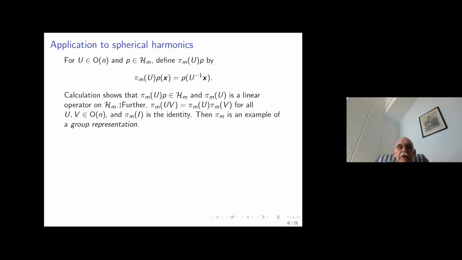Now, it's also possible to check just using the definitions that if I take pi m of uv, that's the same as taking pi of u times pi of v. That's just a question of you write down a polynomial, you write down an x, and then you apply the definition. And it turns out that this is true. And the reason that we have the u-1 here is to make sure that this is true.